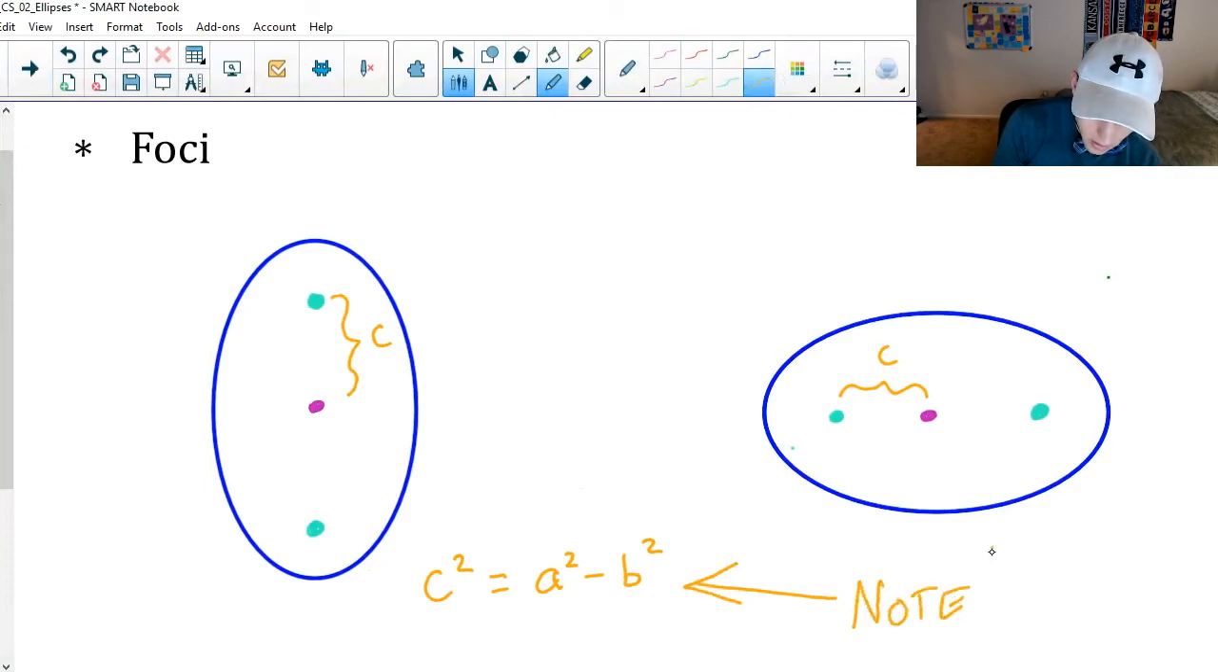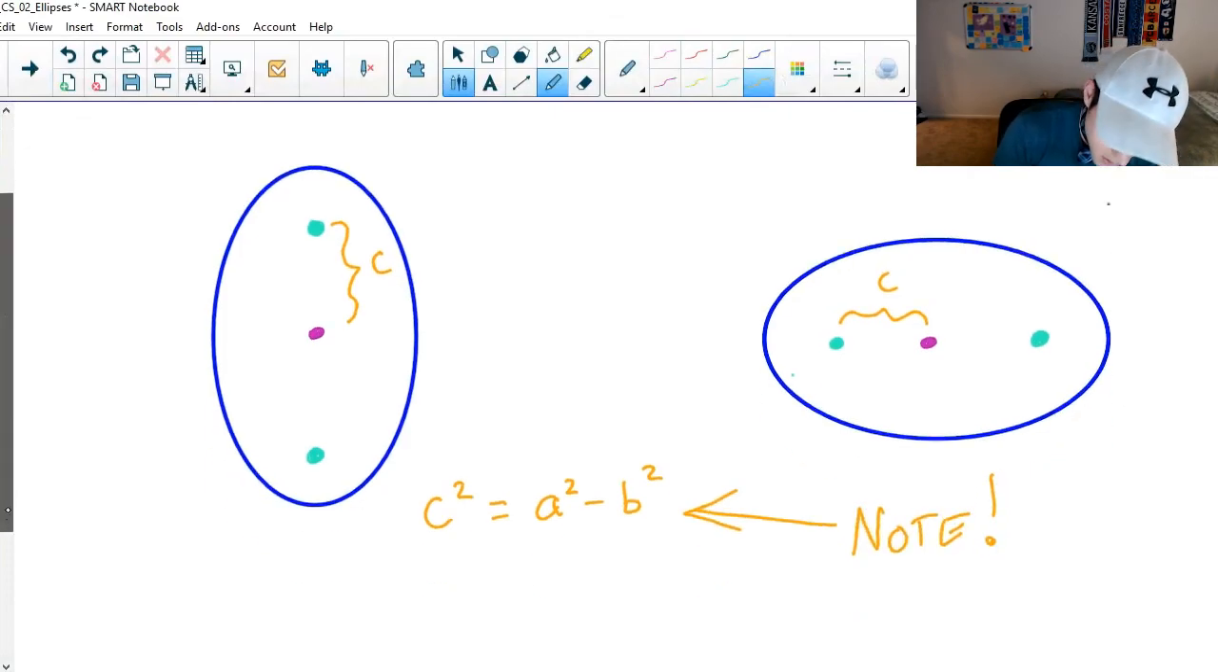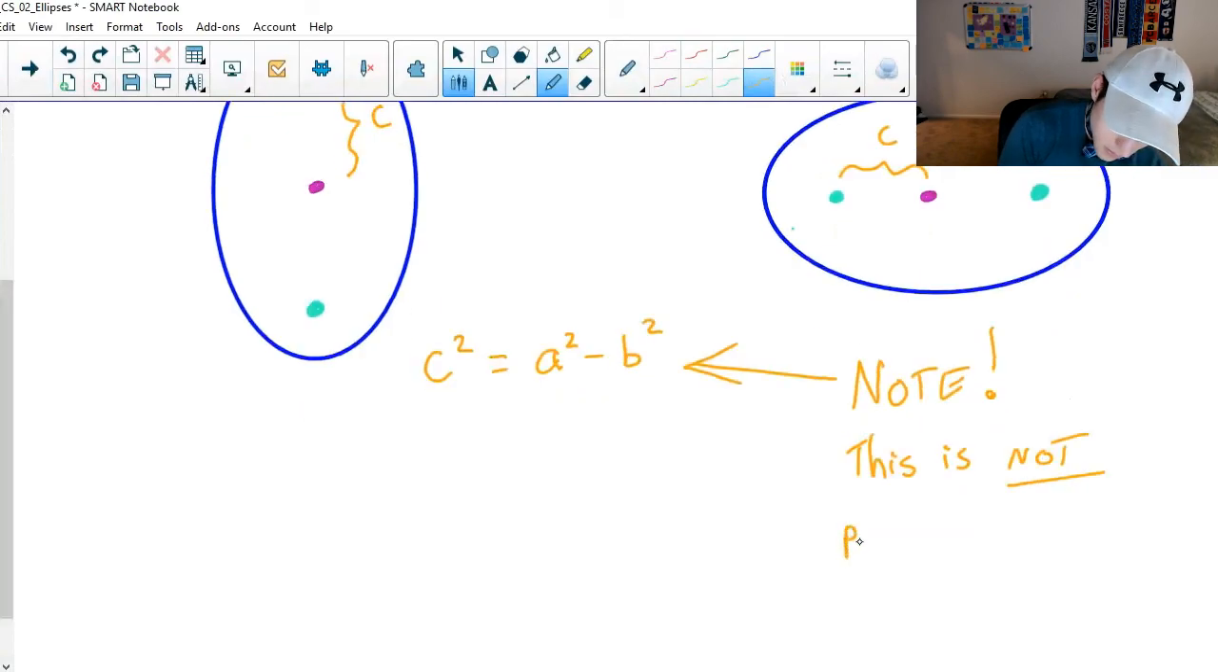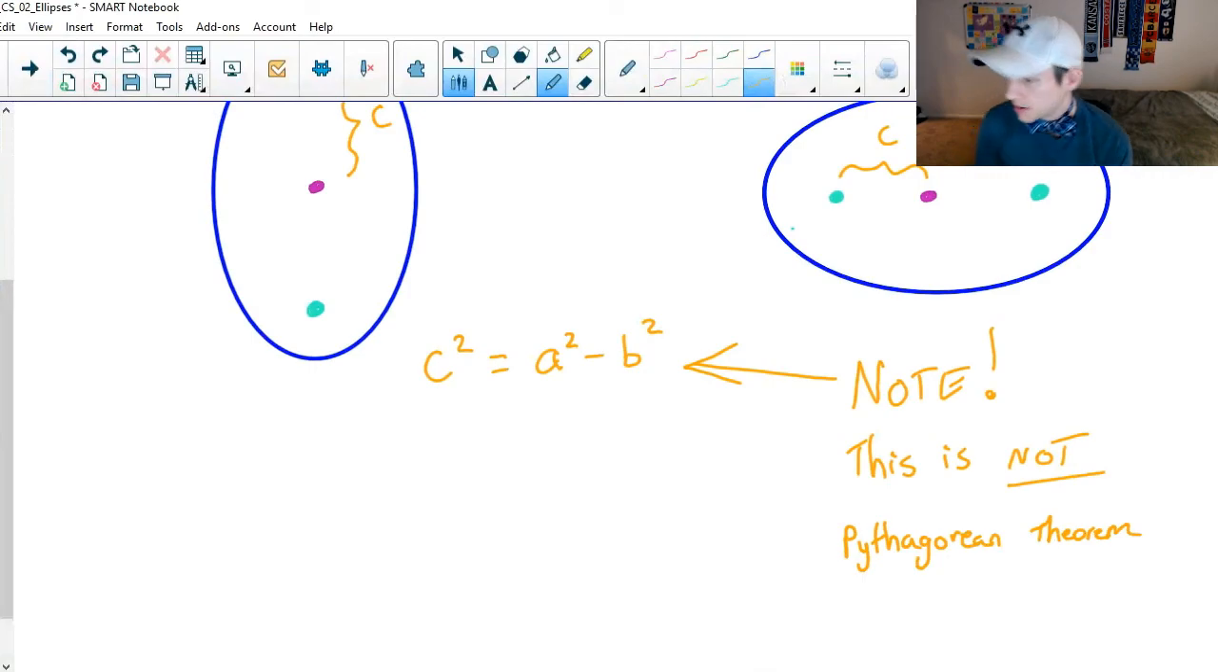But important note, this is not the Pythagorean theorem. The Pythagorean theorem is a squared plus b squared equals c squared. That is not what this is. It looks very similar, but not quite. It is a squared minus b squared.